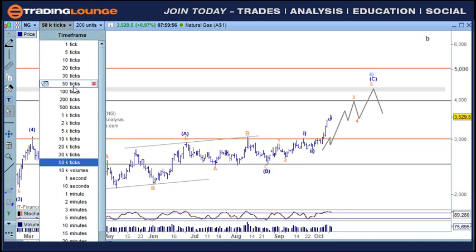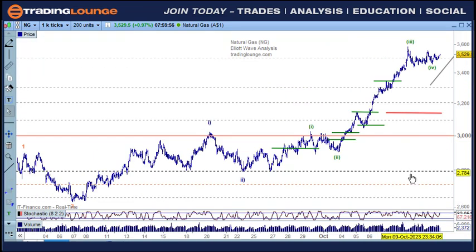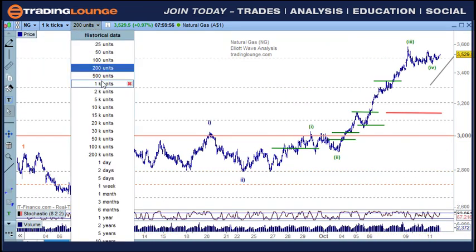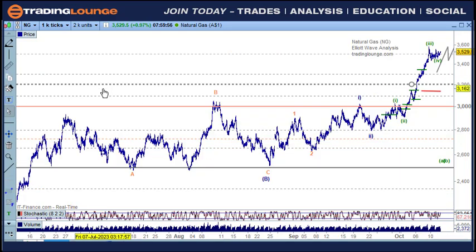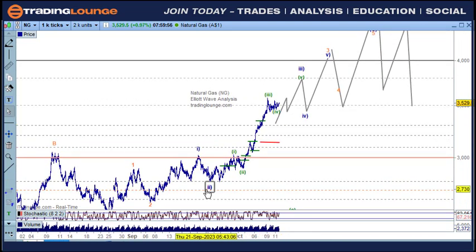I'll just go from 50k ticks into 1,000 ticks, just to get your bearings a little bit here. So this is the wave B here. We've had this as 1 and 2, and 1 and 2, and 1 and 2 here, and we're going up for wave 3. So from wave 2 here, we're going up to wave 3 here with 5 waves in there, 1, 2, 3, 4, and 5.